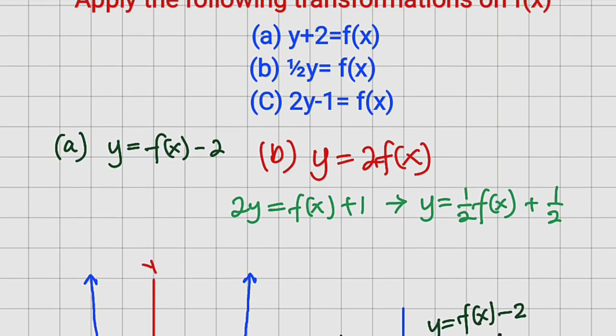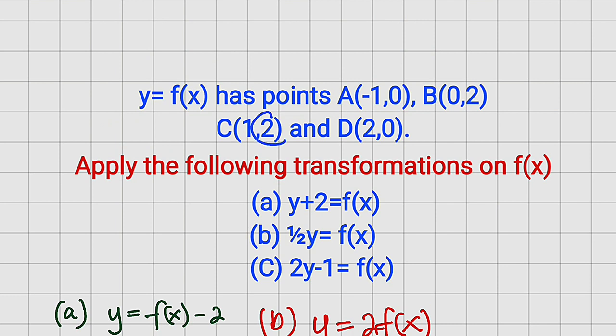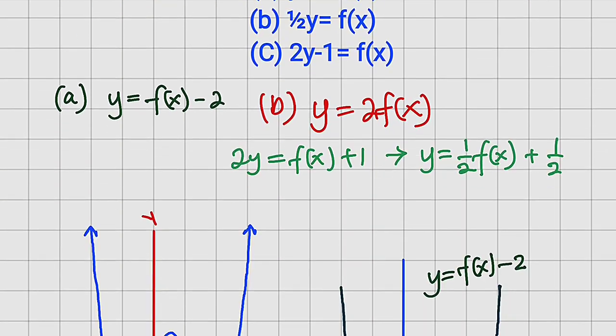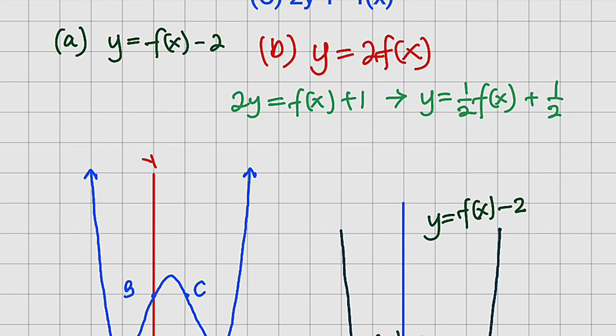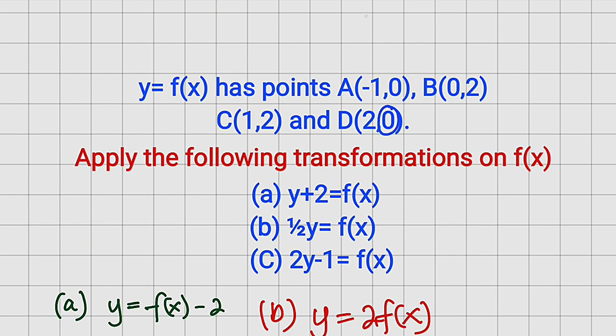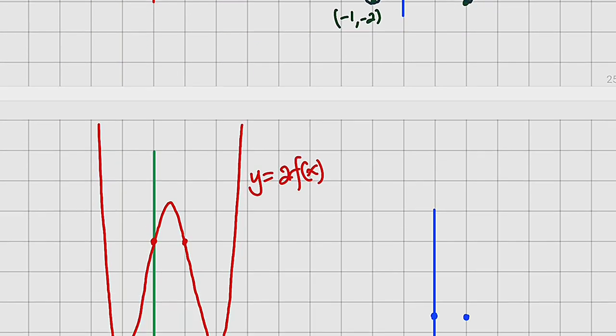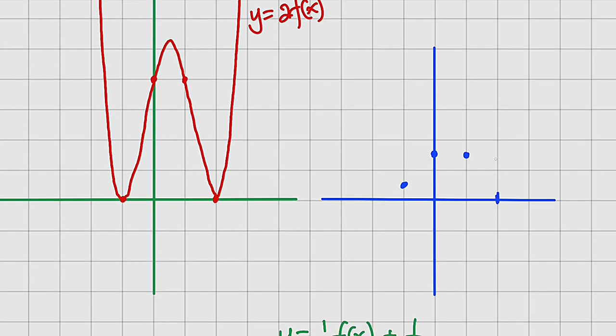Then we move on to the third point, where at 1 we have 1.5, because this is 2 as well. 2 divided by 2 is 1, and 1 plus 0.5 is 1.5. So under 1 we still have the same point. Under 1 here we have a point here. And lastly, we have 0. 0 divided by 2 is 0, then plus 0.5 is 0.5. So under 2, we have 0.5, which is halfway between 0 to 1.